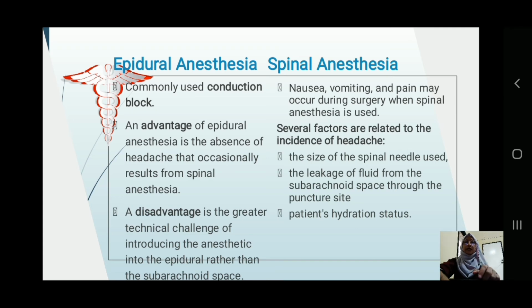And spinal anesthesia is a procedure using medicine that numbs parts of the body, so that we can reduce the patient's pain around the spine.